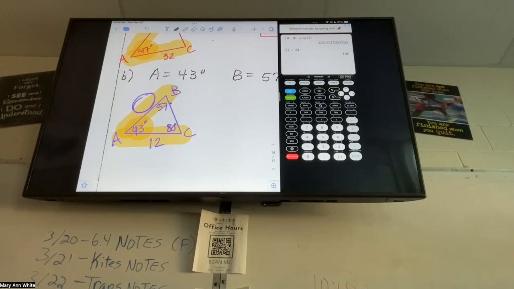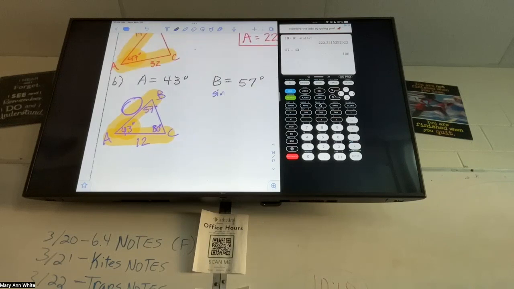Law of sines, very good, Ava. So I'm gonna do law of sines. I'm gonna say sine of 57 over 12 equals sine of 80 over little c. Remember, anytime you have two angles on a side, that's law of sines. Law of cosines is if you have three sides or if you have the two sides and then the angle in between them. Which honestly wouldn't be helpful here, we wouldn't even need to use it.